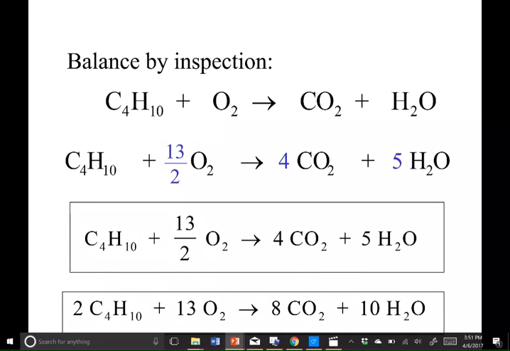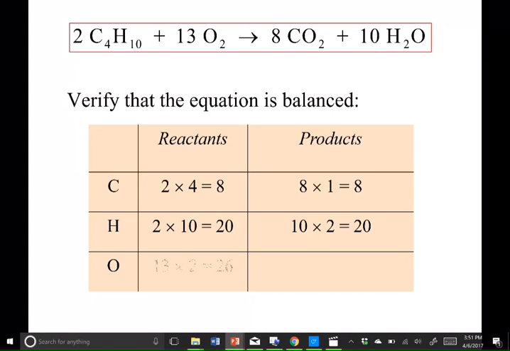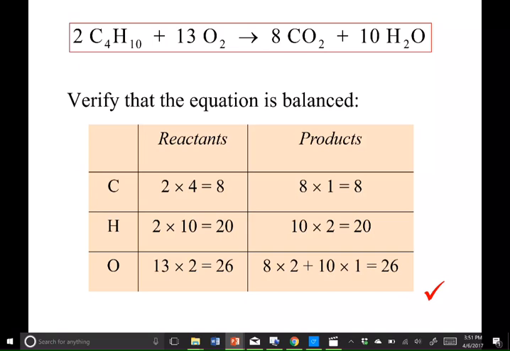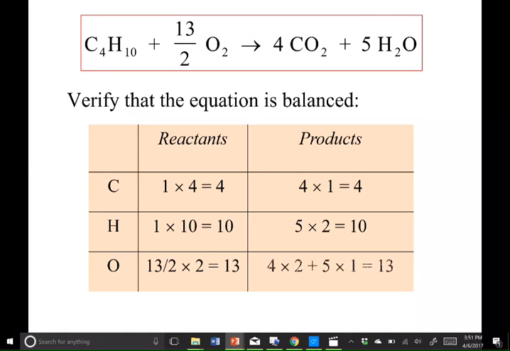Both of those are totally legitimate ways of balancing this equation. You can go through the process if you want, but this set of coefficients down here, 2, 13, 8, and 10, which is double each of these, we scaled it up, they balance the equation also. Same number of carbons, hydrogens, and oxygens on either side of the reaction arrow. And this matrix talks you through what that looks like. Very good. This matrix talks you through the first way.